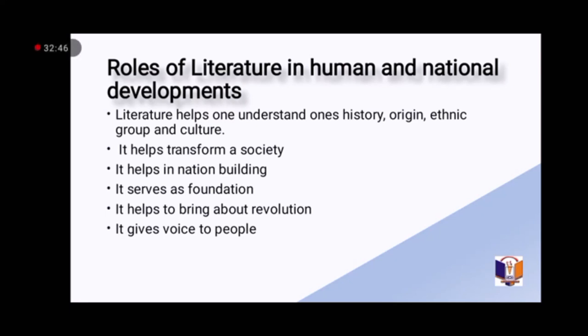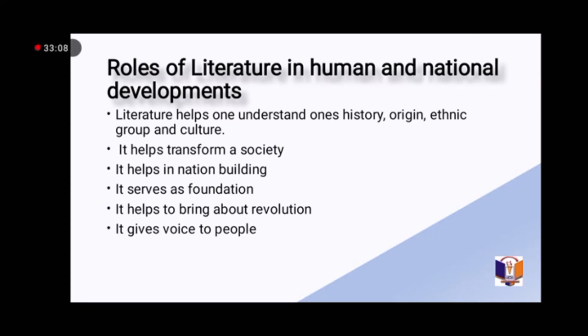Literature serves as a foundation. It's a foundation where we stand to move. We cannot move being empty. We have to stand on a rock, and literature is that rock. You stand on it to enable you to develop your country, develop your nation, and do everything good for your nation. It also helps to bring about revolution.